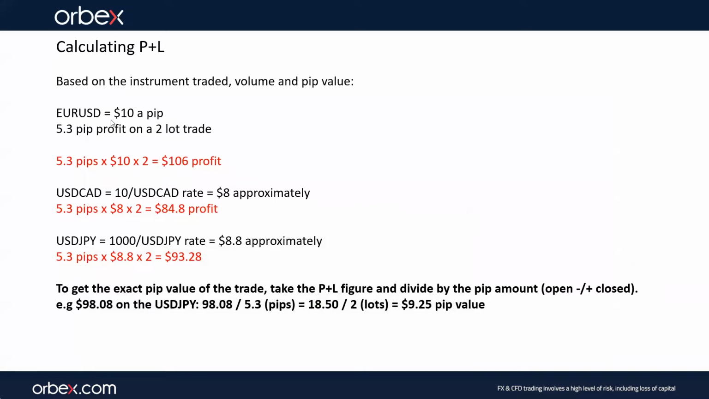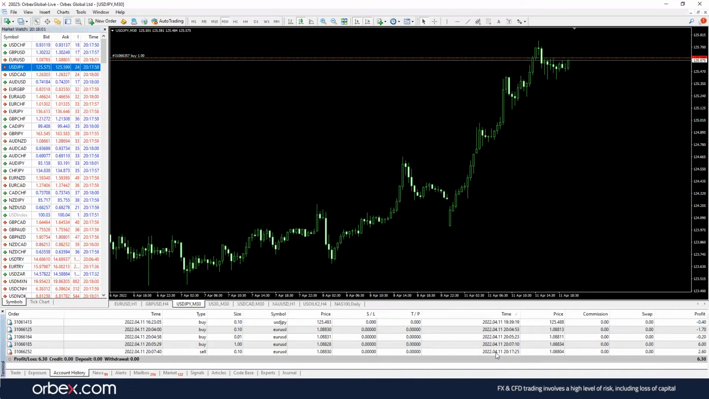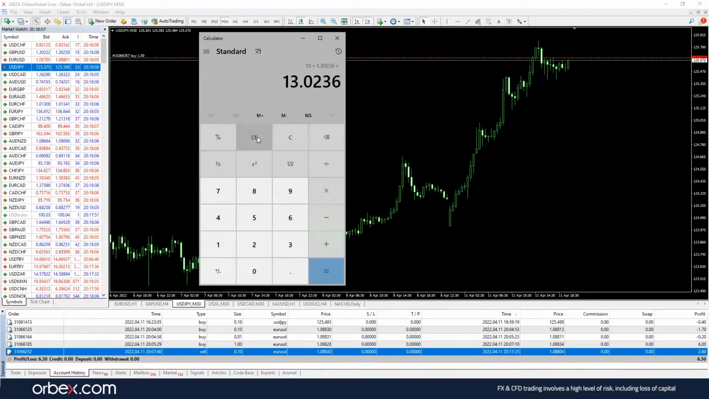So euro dollar equals $10 a pip. So this is per one lot. So I've opened a trade and I've got 5.3 pip profit on a two lot trade. So the calculation is as follows. And what I mean by 5.3 is, let me just go back and go to my account history for today. So euro dollar. So I need to know how many pips profit I've got at the moment.